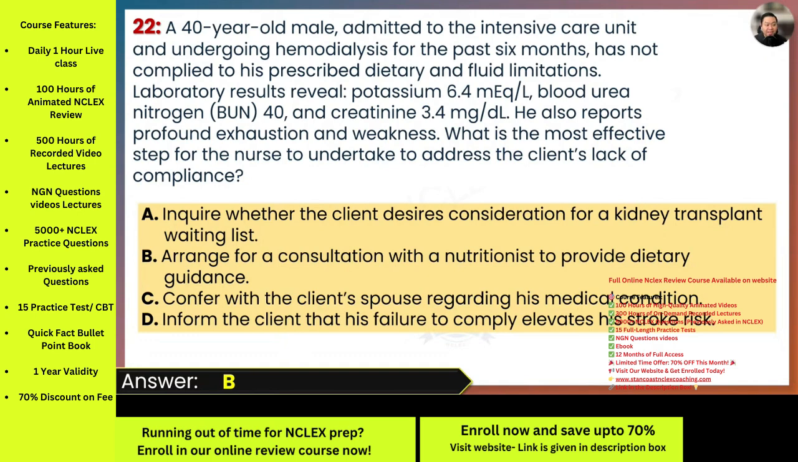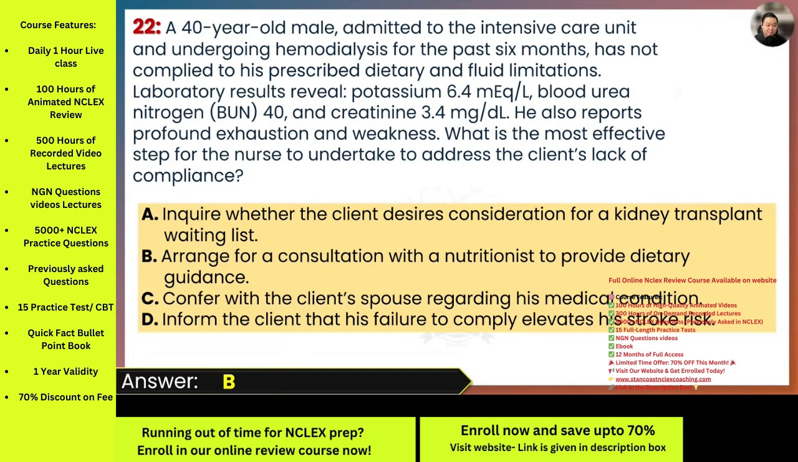Now, why is letter A incorrect? It states, inquire whether the client desires consideration for a kidney transplant waiting list. Well, this is a long-term solution, and it does not directly address the immediate concern of dietary non-compliance. Take note that not all dialysis patients are eligible for transplantation, and this is a conversation that's better suited for the nephrologist rather than a bedside nurse.